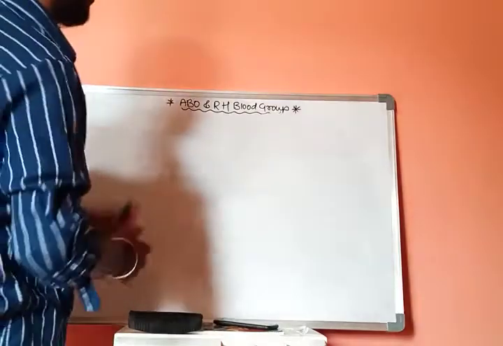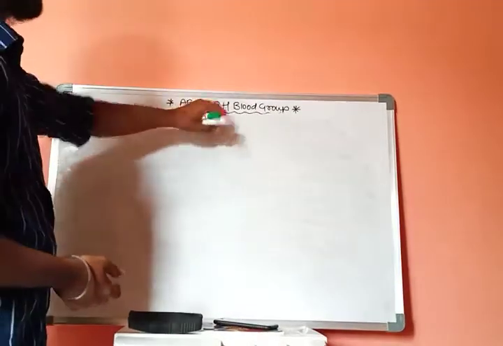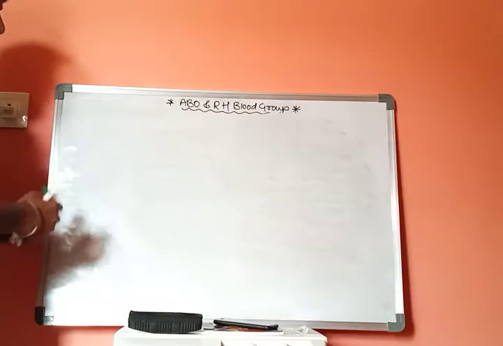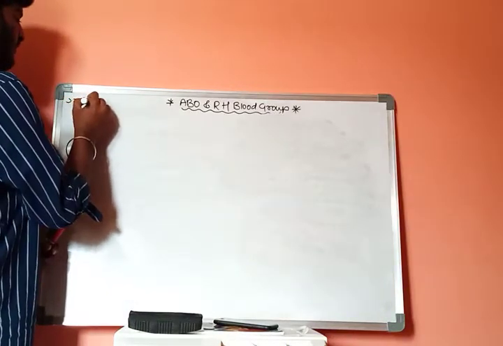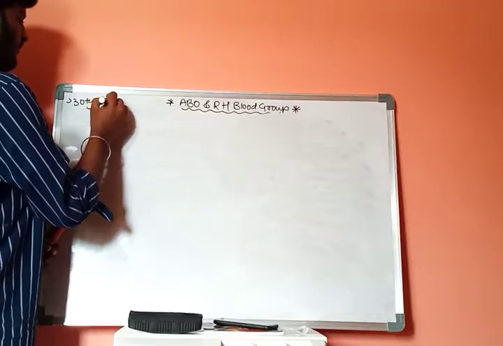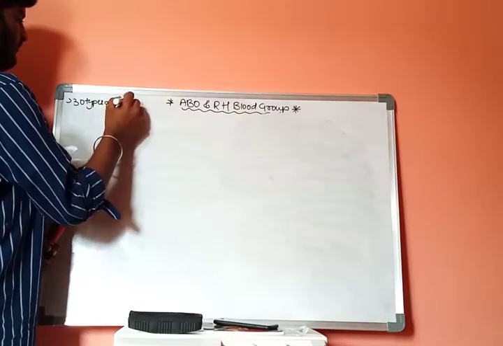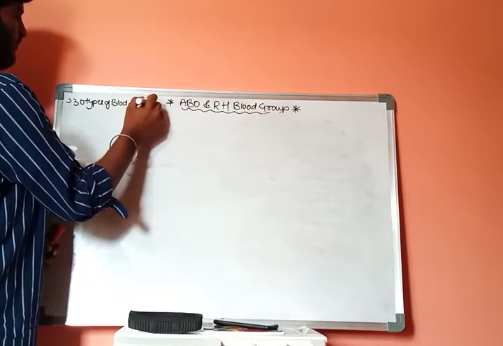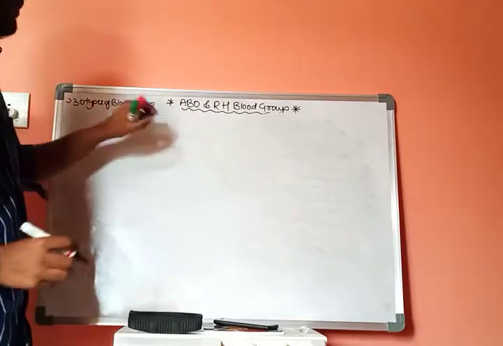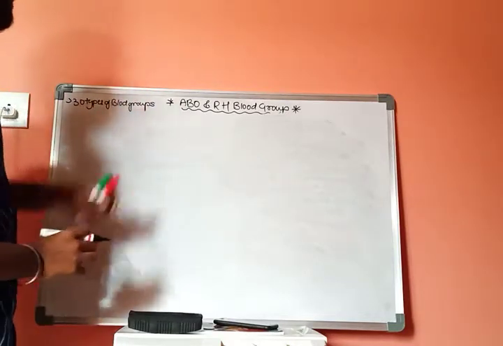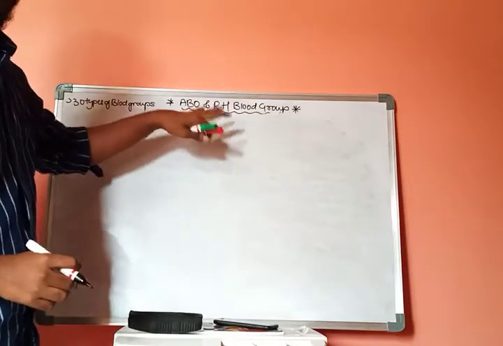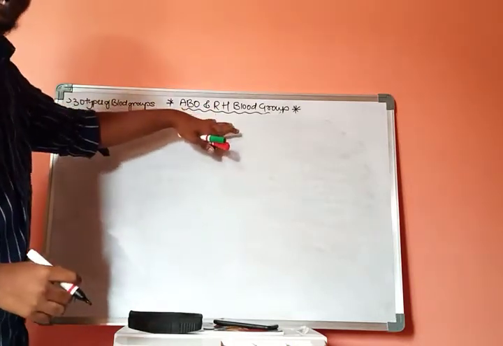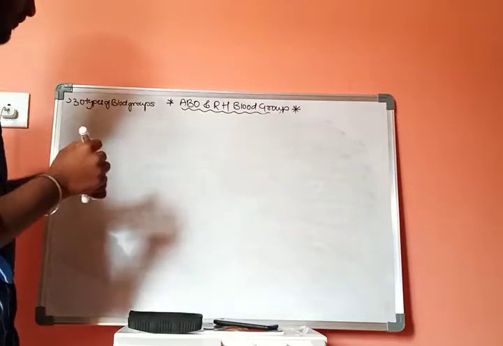Now let us discuss the ABO type of blood group and the RH type of blood group. There are more than 30 types of blood groups present, but out of these, we discuss only two types, that are ABO type and RH type. These are the predominant types of blood groups.